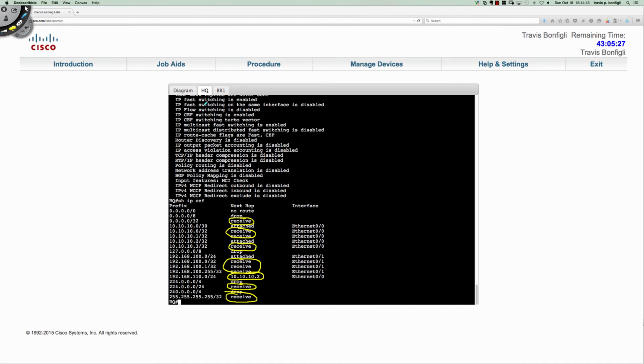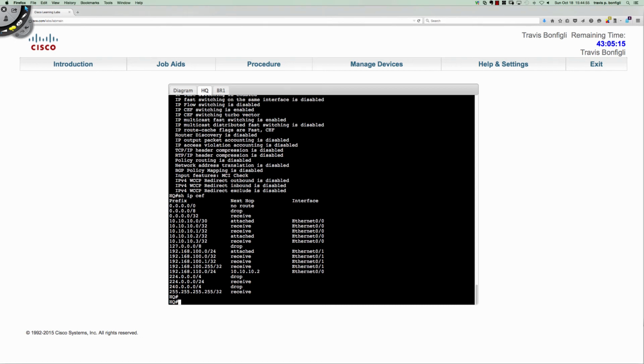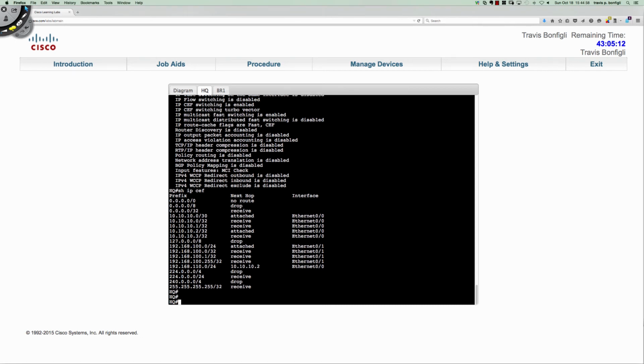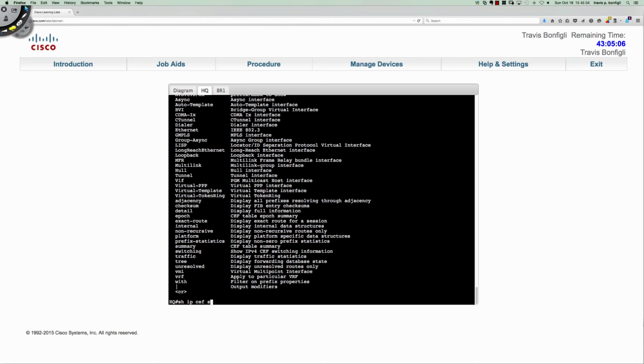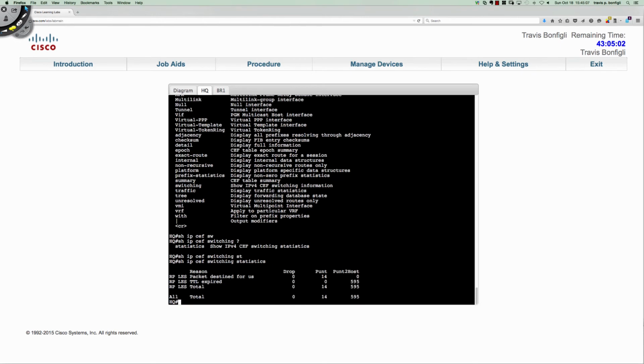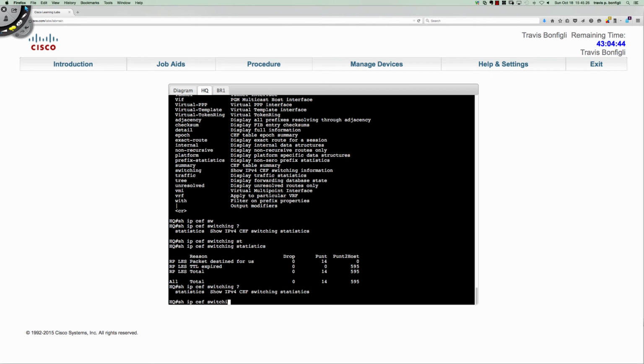Now, in the output we saw above, we saw that CEF switching is enabled and that fast switching was also enabled. Now, another command that we can run to see some additional information is show ip cef, and I believe it's statistics. Let me see here if they've got it in here. Switching statistics. So this also shows me some information as to whether or not packets are getting punted to the host, or if they're just simply being punted to the CPU or dropped, right? We could also take a look at show ip cef switching, and whoops, we'll pull that back.